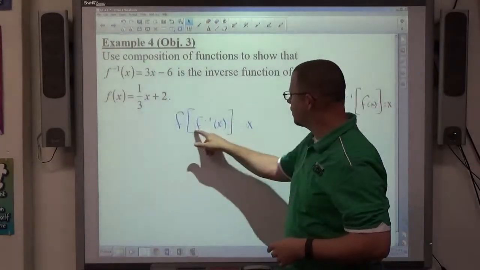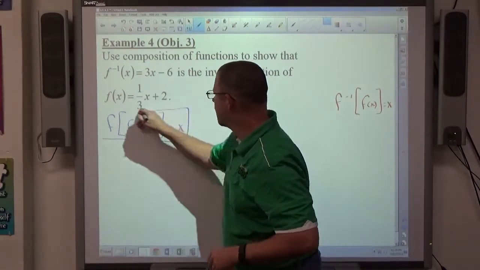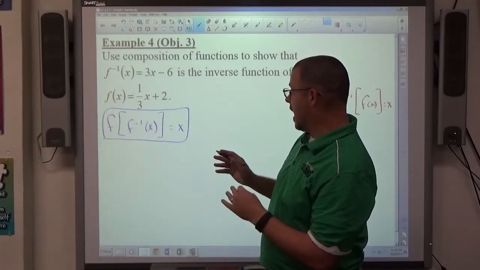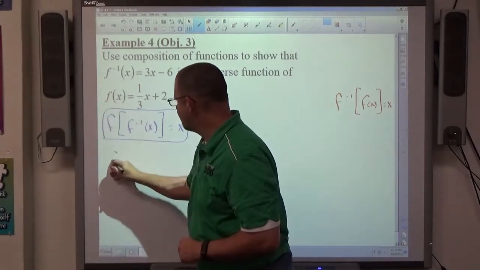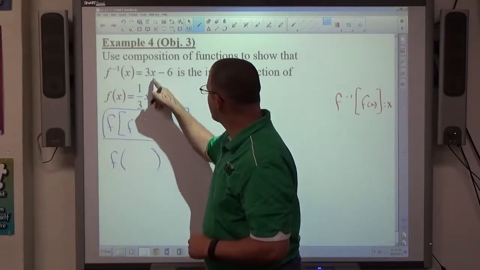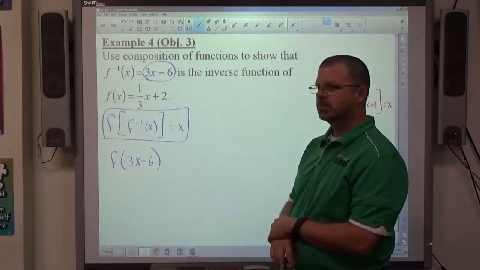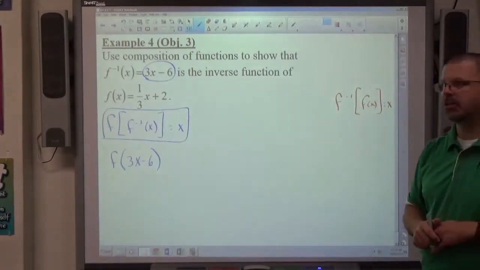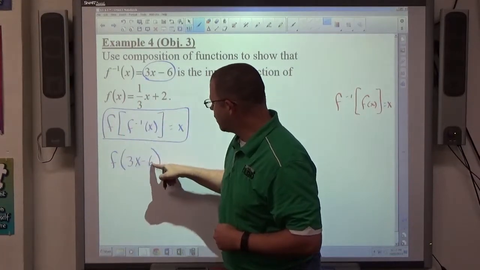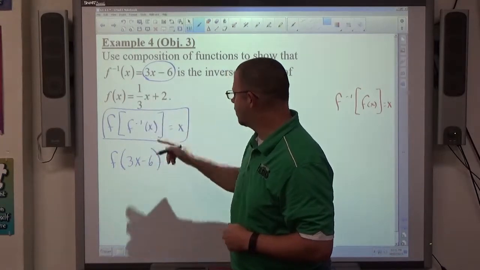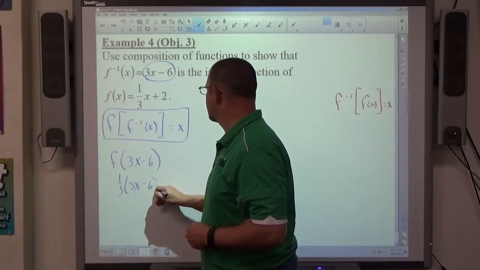So if we start off, let me just bring this over here. This is what I want to happen. So I'm going to just put that in a little box here. And let me just establish what f of f inverse of x equals. So we're going to take this side here, which would be f of f inverse, which is this expression, 3x minus 6. So we create the initial composition of the functions. f of x is 1/3 x plus 2, so x got replaced with 3x minus 6. So this x has to be replaced with 3x minus 6. So this expression becomes 1/3 times the quantity 3x minus 6 plus 2.